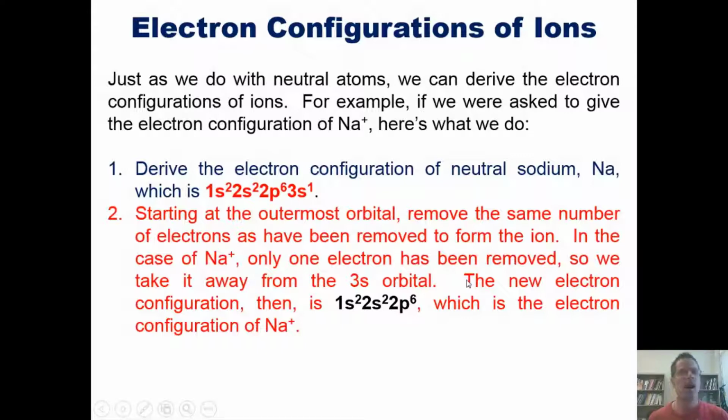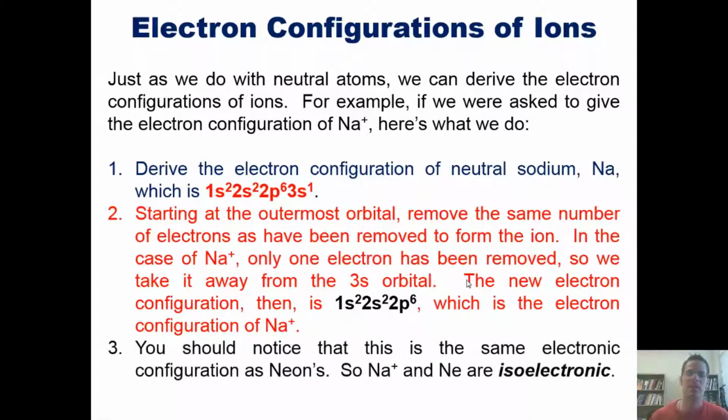Now, if I had a negatively charged ion, I would go in reverse. That is, I would add electrons to the outermost orbitals. You should notice, by the way, that this is the same electron configuration as neon. So Na+ and neon are isoelectronic.